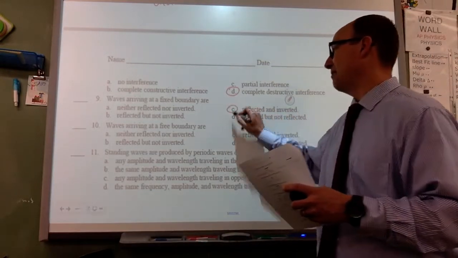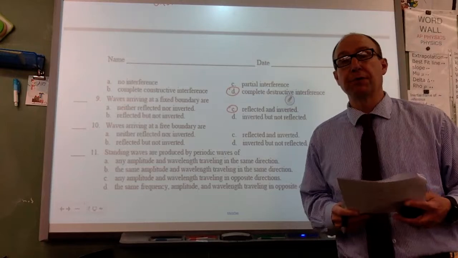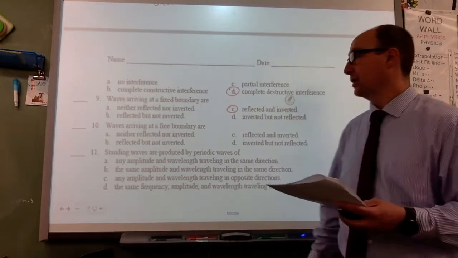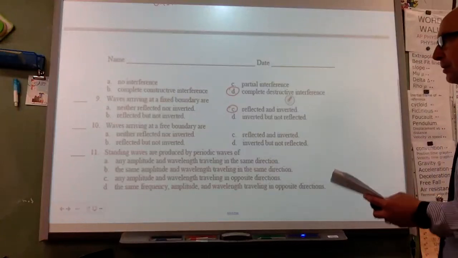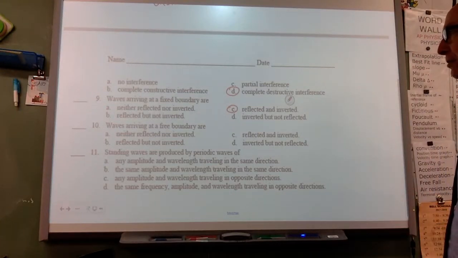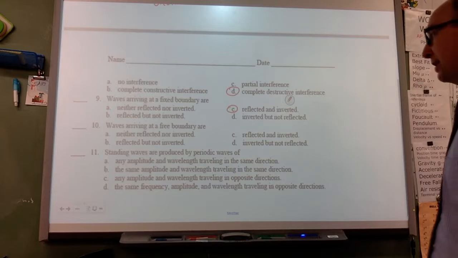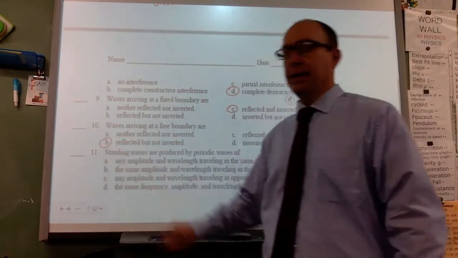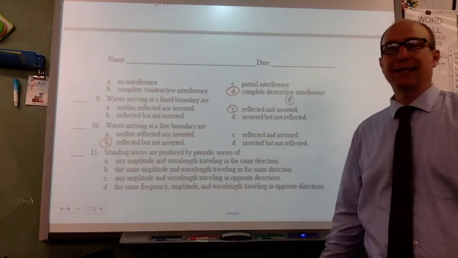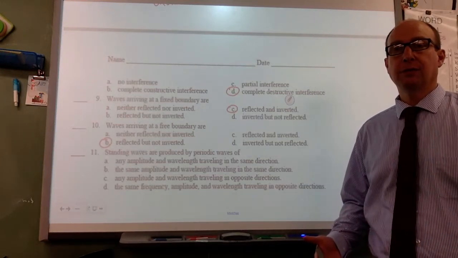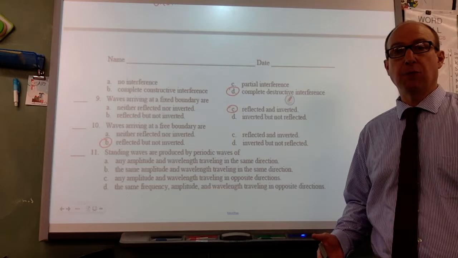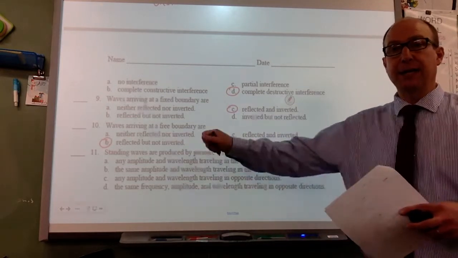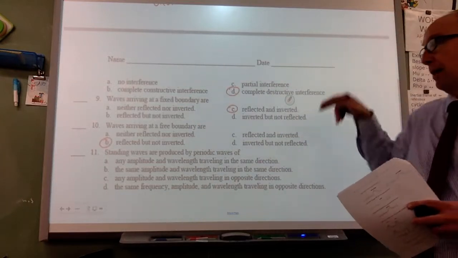Waves arriving at a fixed boundary are reflected and inverted. If you remember when I was doing the demonstration with the spring, the brick wall was our fixed boundary. If it's a free boundary, they are reflected but not inverted, which, like I said, is hard to demonstrate. But in the PhET simulation, which was wave interference, you could see that if you put it to the end and it had the little ring and went up, it would bounce back the same way.